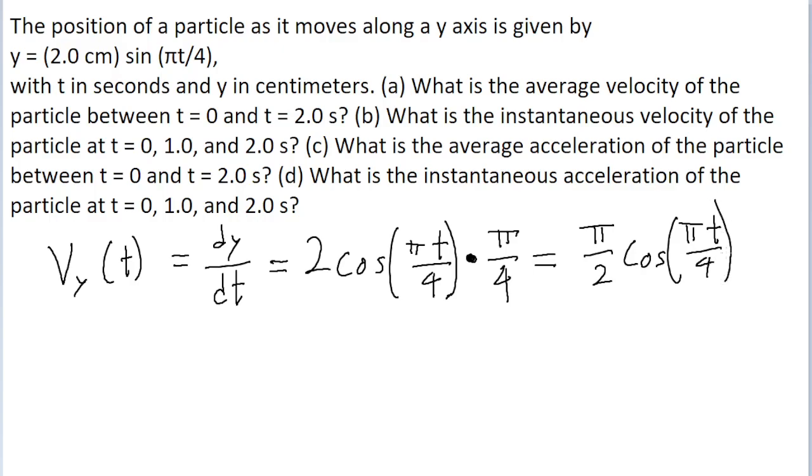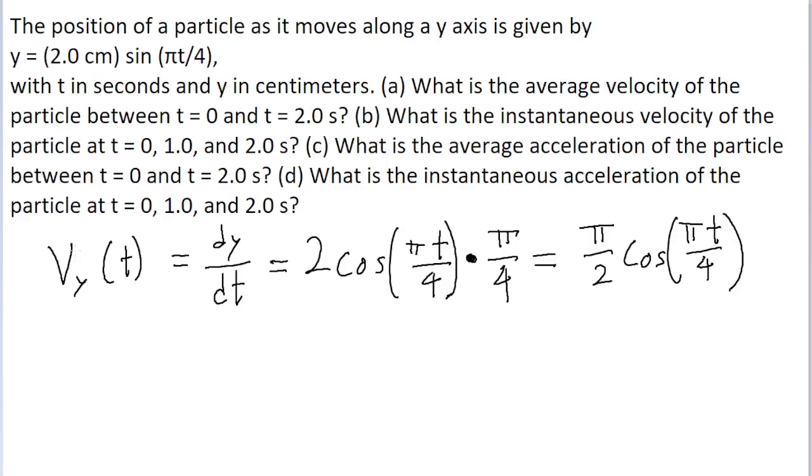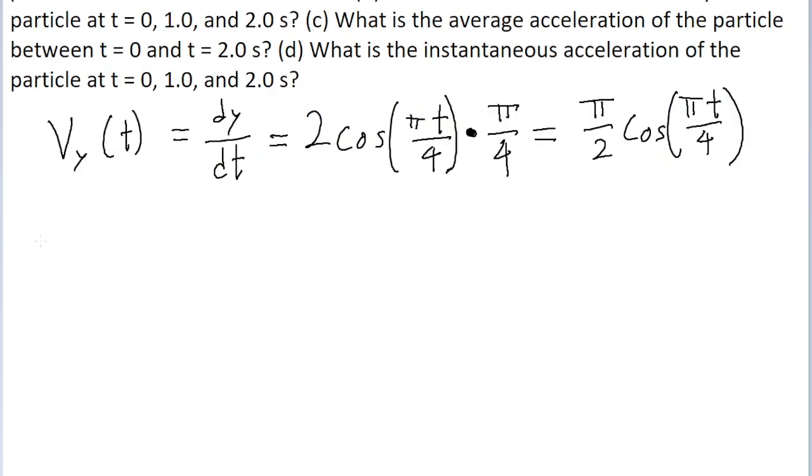Now the first part of this problem asks for the average velocity of the particle between the interval of 0 to 2 seconds. Now because our functions are sinusoidal, that means the acceleration is not constant. So we're going to have to use the more general formula for average velocity using integration. That formula tells us that the average velocity of something for a certain interval is equal to 1 divided by the time difference. So we're going from 0 to 2 seconds. So that's a time interval of 2 seconds.